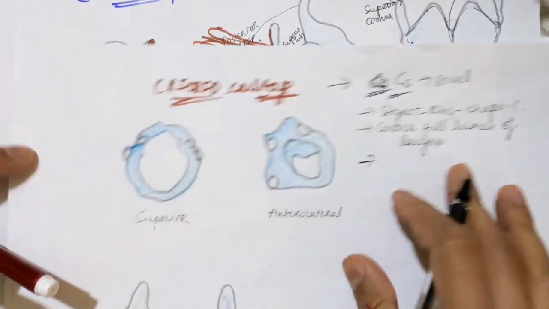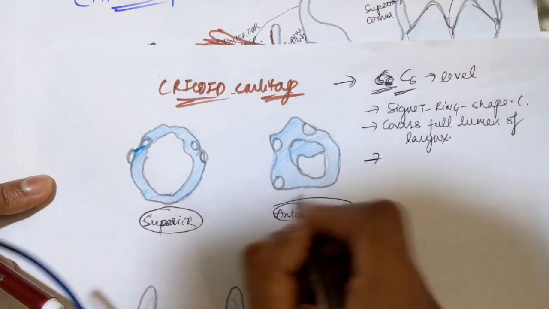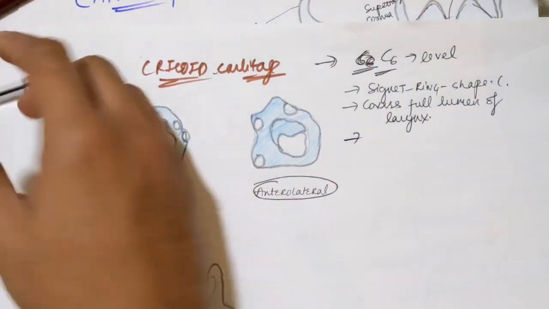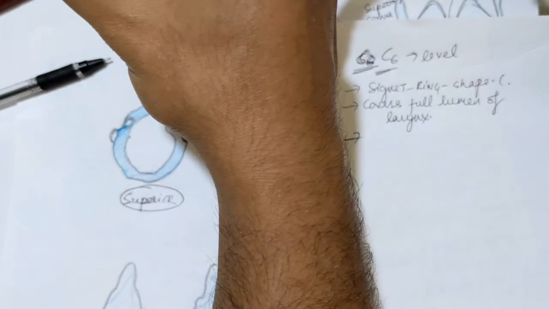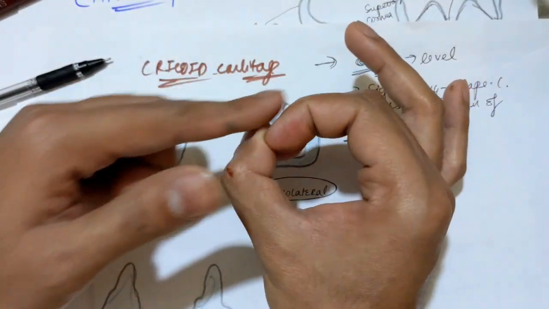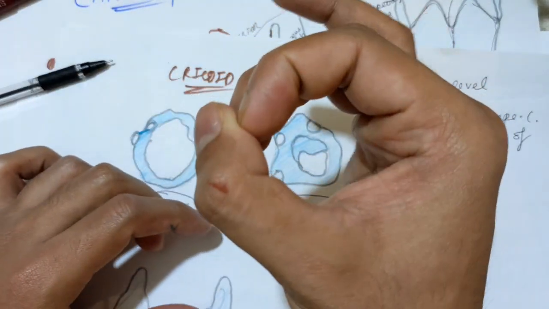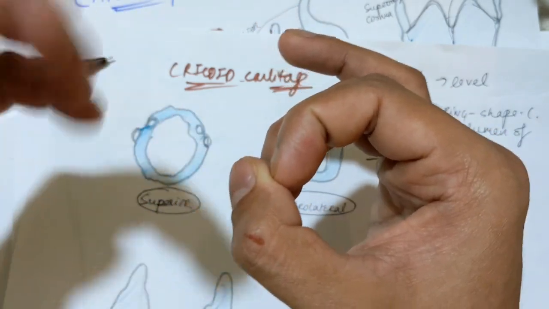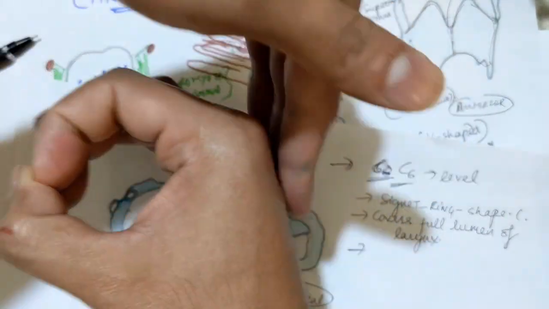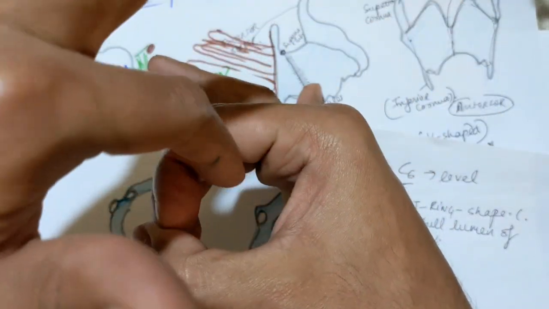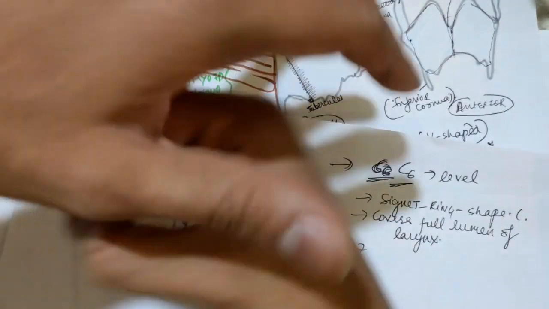You can see this is a superior view, and this is an anterior lateral view. From the anterior side it has an arc, and its arc is not so broad, it is narrow anteriorly. In the thyroid there was a broad lamina anteriorly, but in this case the broad lamina is present on the posterior side. So it forms a signet ring shape. From the anterior it has an arc like this, there's a lateral side, and posteriorly it has a broad lamina.